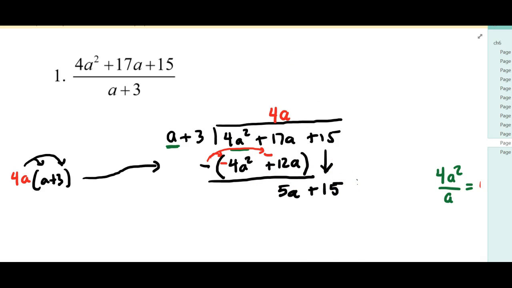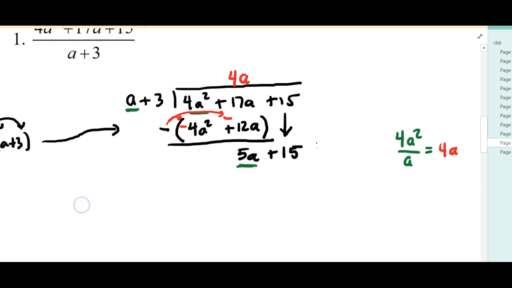So now what we want to know is how many times does a, the first term here, go into this first term? Because you're combining like terms, you're just subtracting the coefficients, and then you keep the variable. So how did we do that before? Well, if I want to know how many times a goes into 5a, I take 5a and divide it by a. And what do we get there? 5.